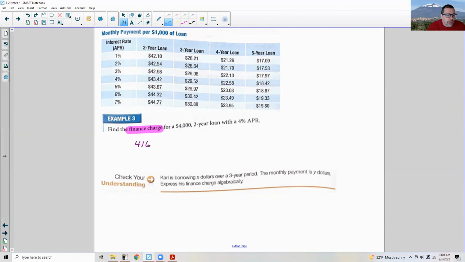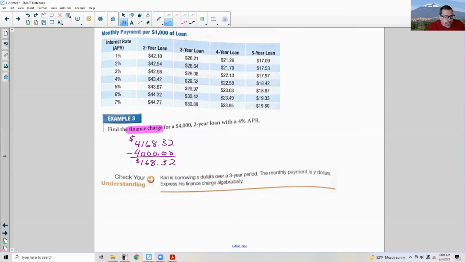So $4,168.32 was what we paid back over 24 months. And the amount borrowed was $4,000. So you take what you paid and subtract what you borrowed, and the difference is the interest. And it's simply $168.32. So keep in mind, what did we do? Number of months times the monthly payment, minus what we borrowed, equals interest.